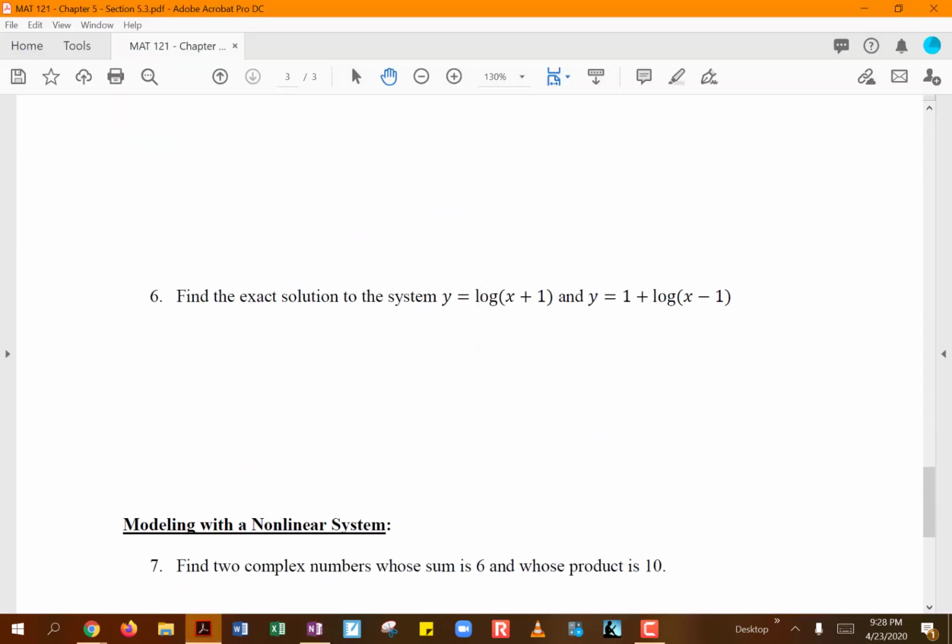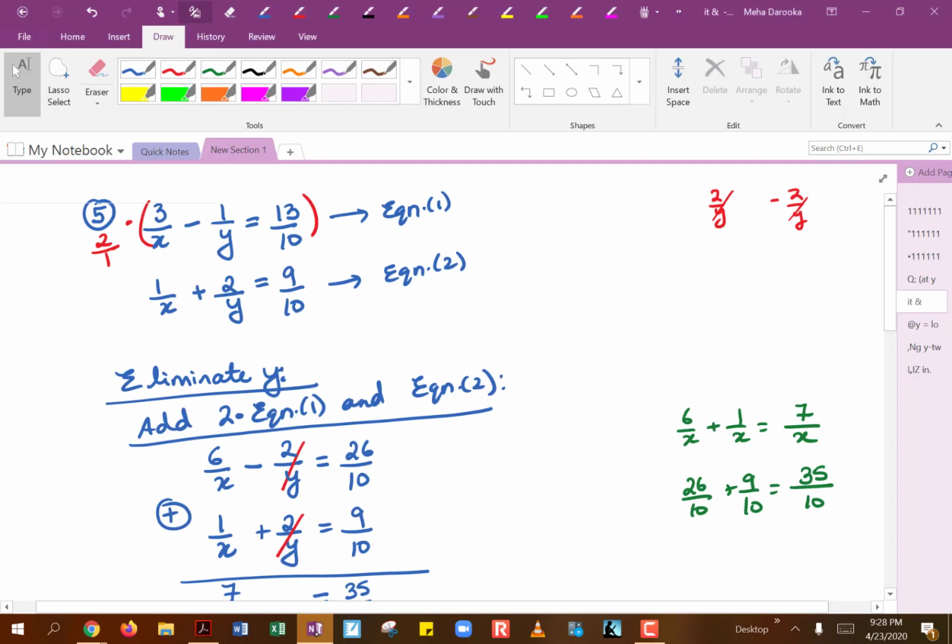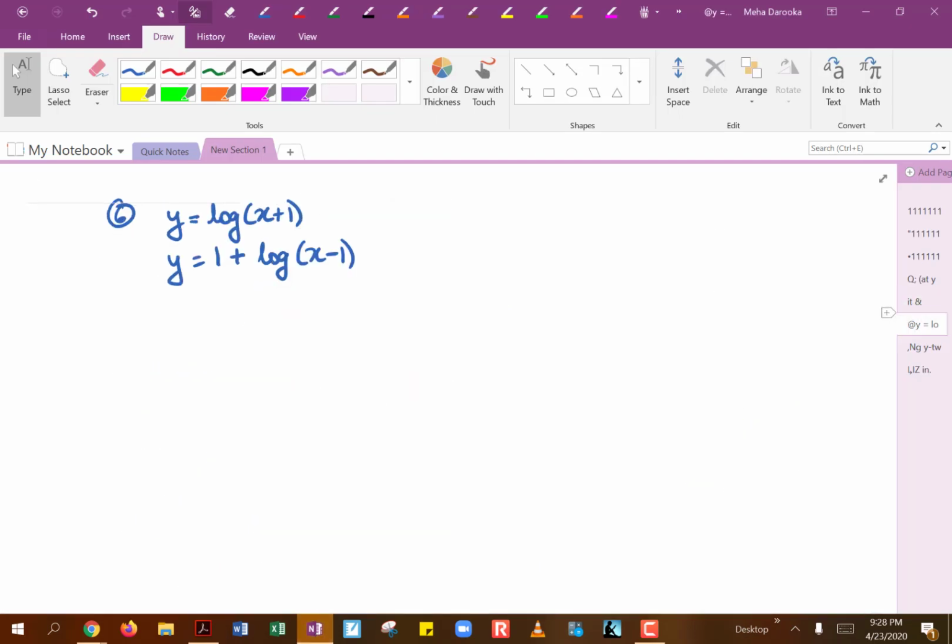Now let's take a look at number 6 over here, which is asking us to find the exact solution to the system y equals log of x plus 1 and y equals 1 plus log of x minus 1. Okay, so let's take a look at this one over here. So let's say this guy here is equation 1, this guy here is equation 2.